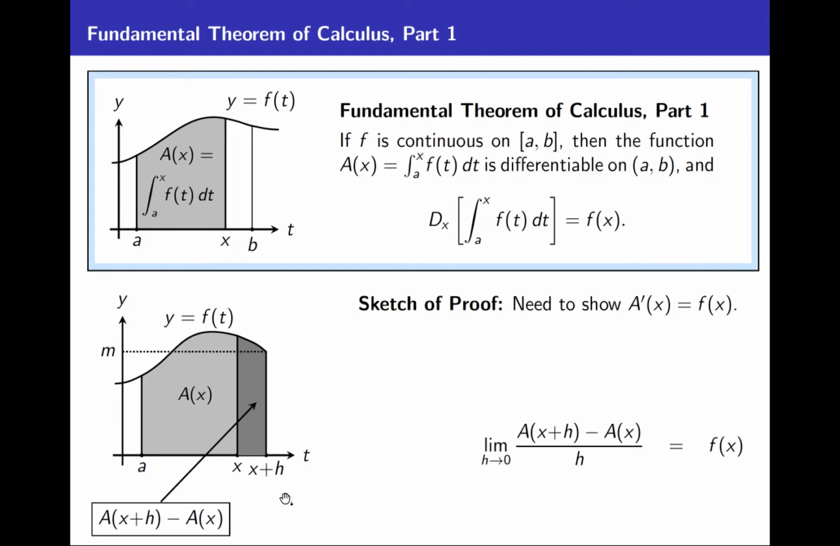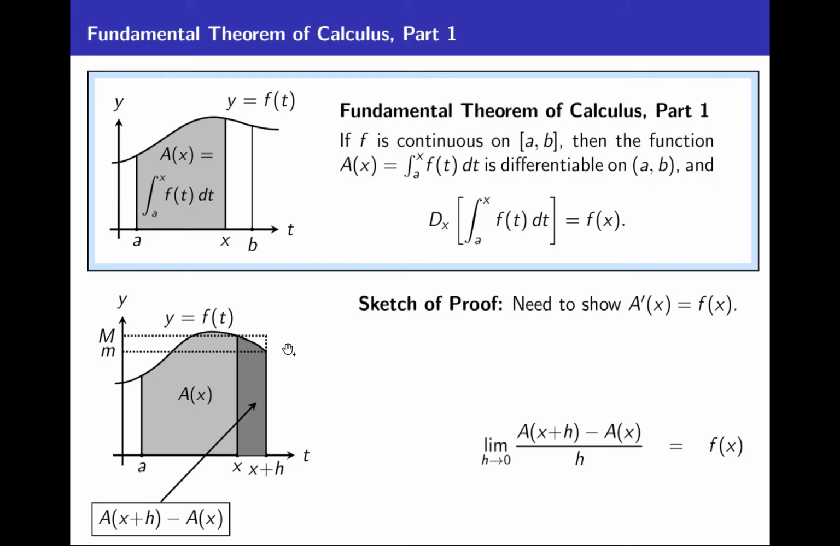Now on this picture, let's let little m be equal to the smallest value that f of t takes on between x and x plus h. So it'd be right here. That's our smallest f of t value on this little interval here. Also, let's let big M be the largest value that f of t takes on, where t is between x and x plus h. So in this picture, big M is right here.